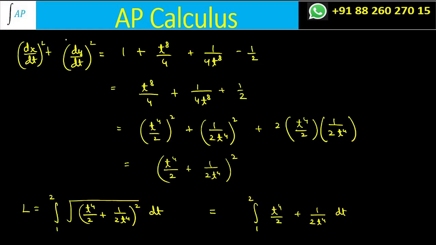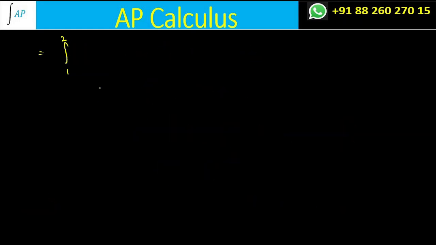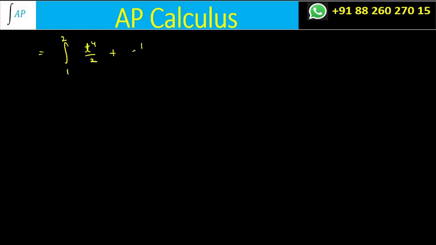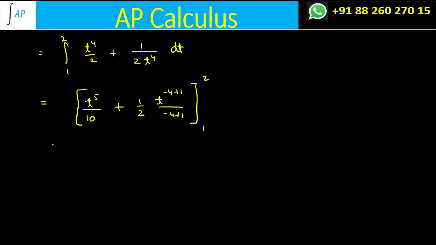We were getting integration from 1 to 2 of t power 4 by 2 plus 1 upon 2 t power 4. So this is the easy integration. T power 4 integration will be t power 5 by 5, and this 5 times 2 becomes 10. This integration will be 1 by 2 as it is. This t power 4 you can take in the numerator. It will be t power minus 4 plus 1 divided by minus 4 plus 1. So this is the integration, and the limit is going from 1 to 2.